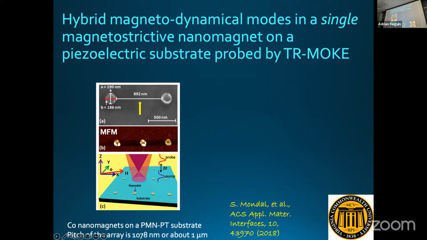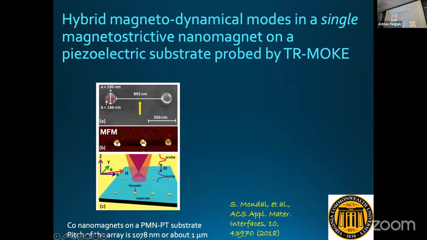This is an AFM picture of these nanomagnets. And if you look at the MFM, the magnetic force micrograph picture, you can see that we have mixed phases. So these are not necessarily single domain nanomagnets. You have all these mixed phases that you can see.